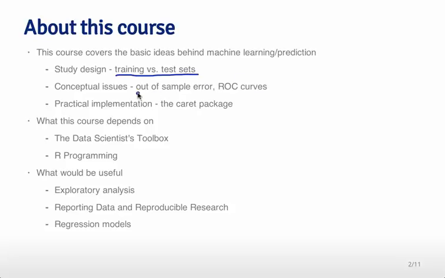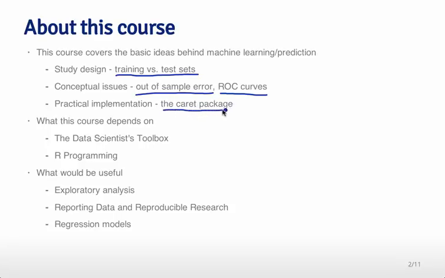Then we'll talk about conceptual issues like out-of-sample error and overfitting. So you might have heard of the fact that some models are maybe a little too tuned to the noise and so won't predict well on a new sample. And so we'll talk about how you prevent those sorts of problems. We'll also talk about things like ROC curves, or methods for evaluating predictors, for deciding whether a predictor is any good or not. And we're going to be focusing a lot on the practical implementation of these machine learning algorithms and also these more conceptual issues in R.